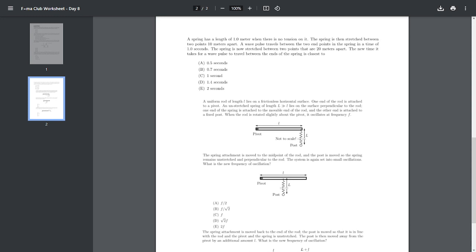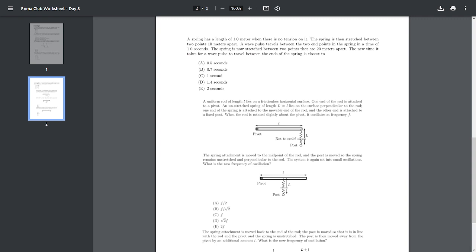Next, a spring has a length of 1 meter when there's no tension in it. A spring is then stretched between 2 points 10 meters apart. A wave pulse travels between the two endpoints in a time of 1 second. The spring is now stretched between 2 points that are 20 meters apart. The new time it takes for a wave pulse to travel is now closest to one of these values.